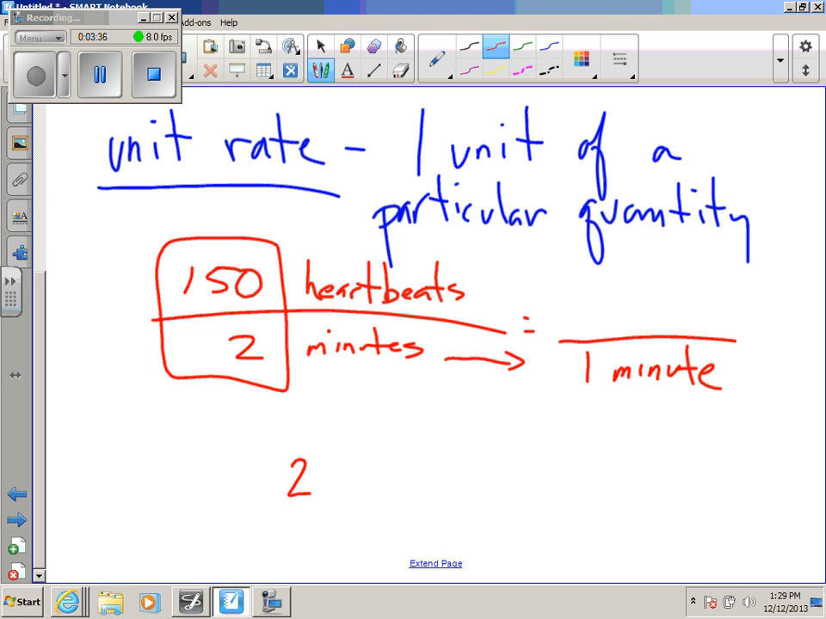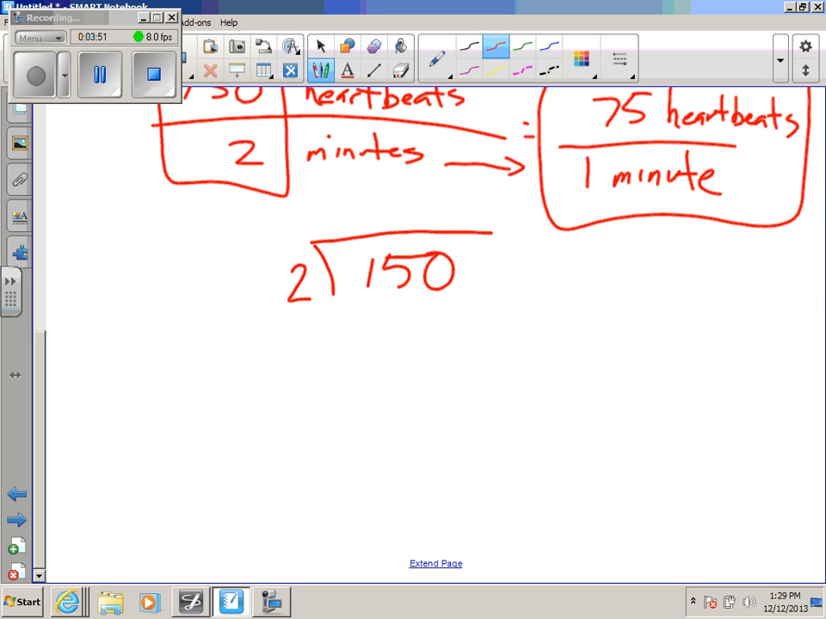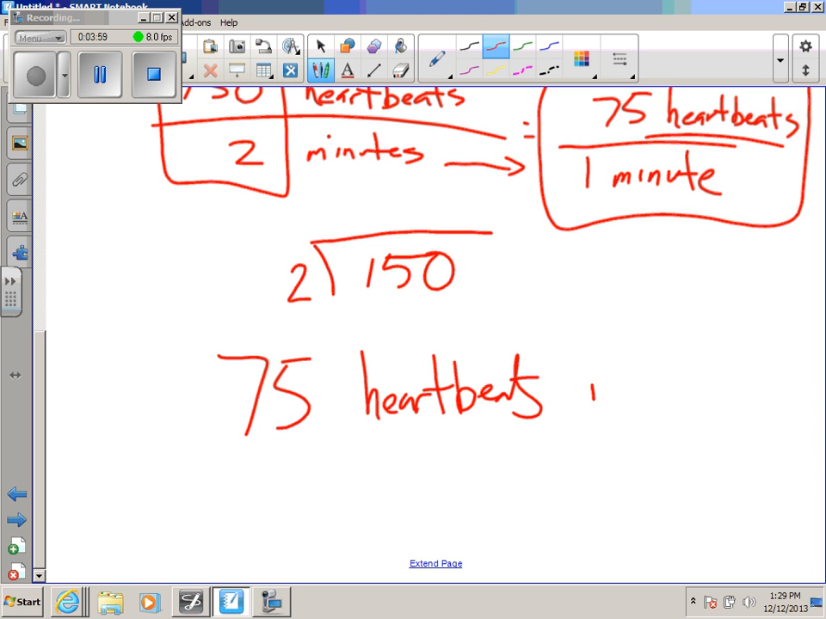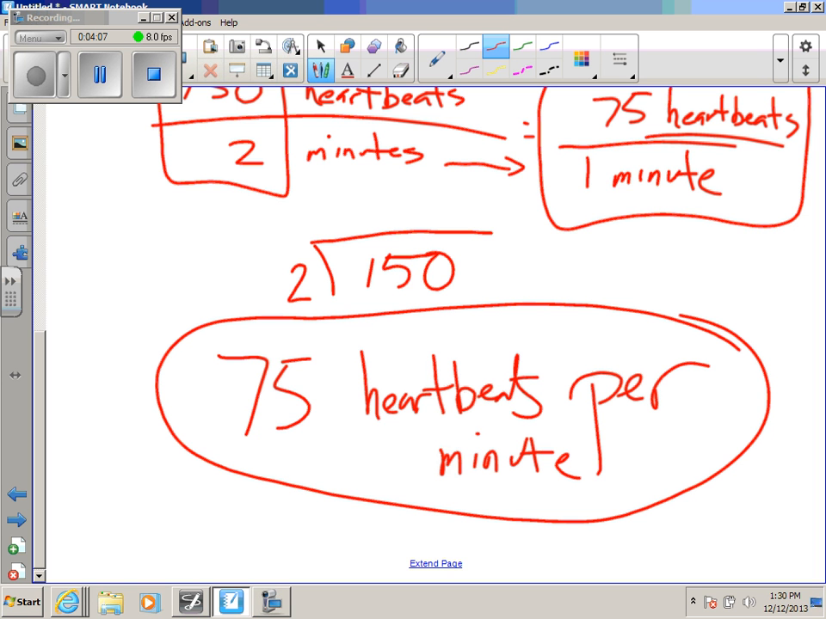What is 150 divided by 2? Willie? 75. Okay, so I found it, but this comes with a label. My answer would be 75 heartbeats per minute. There's my unit rate. Unit 1. How many heartbeats in 1 minute? 75 heartbeats per minute.